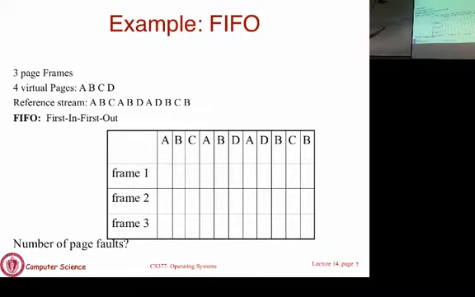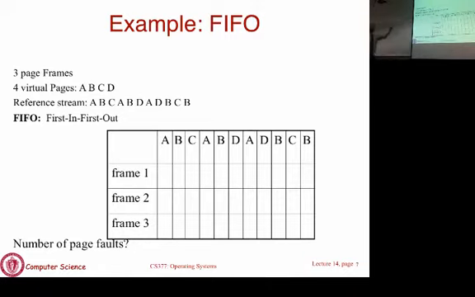Next, you access page B. A is still in memory, but that's a page fault because B is not in memory. You fetch B from disk and you put it in the second frame. That's a page fault also. You access C, same thing. Now you've filled up memory. There are 3 frames, and you filled up 3 pages.